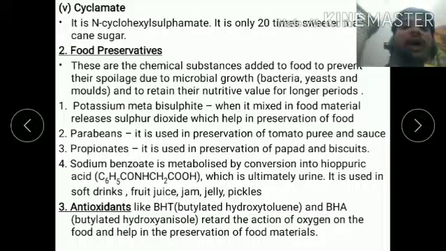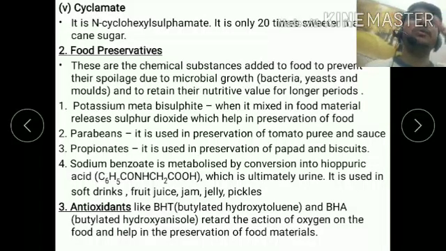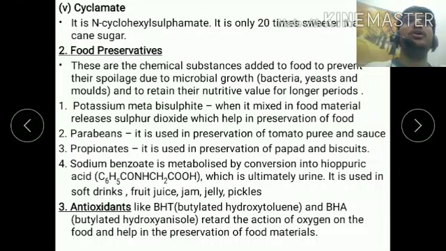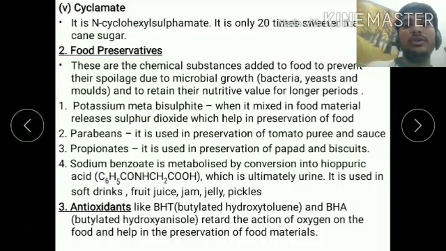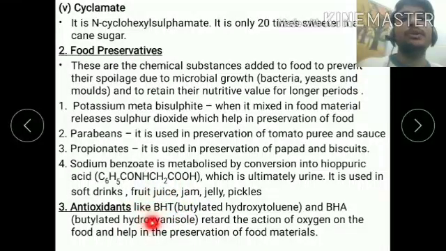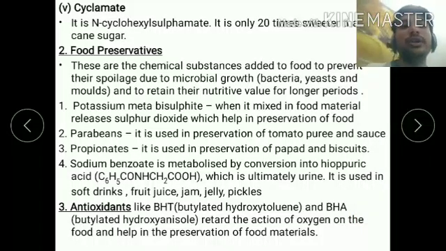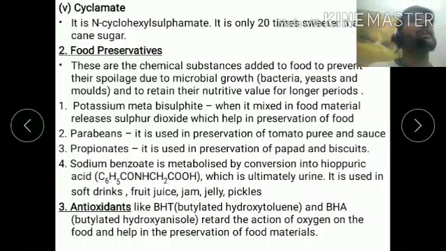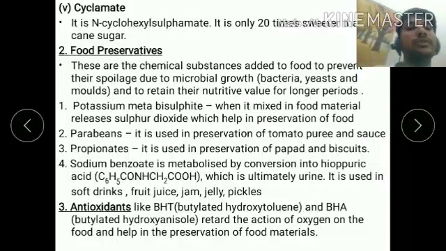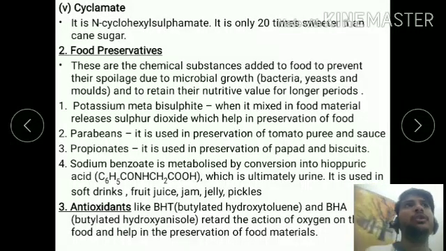Now antioxidant. What is an antioxidant? You can learn from the name. It is a compound used to prevent the oxidation of food, because after oxidation food starts to spoil. Two chemical compounds we use: first one is BHT, butyl hydroxy toluene, and BHA, butyl hydroxy anisole. These two chemical compounds we use as antioxidants that prevent the oxidation of food. Now we finish; some important parts of this chapter are left. We will do it in the next video.